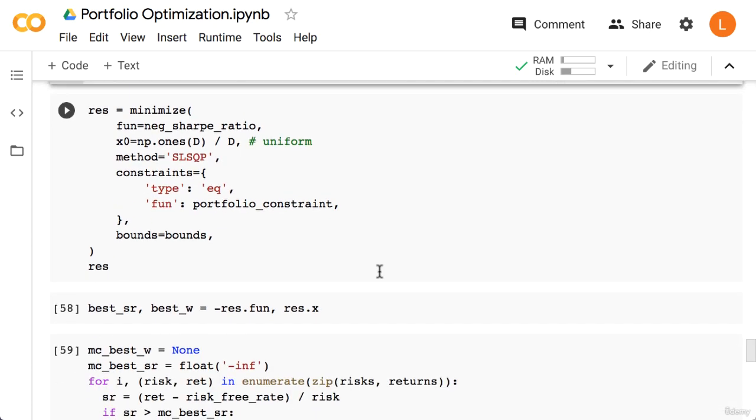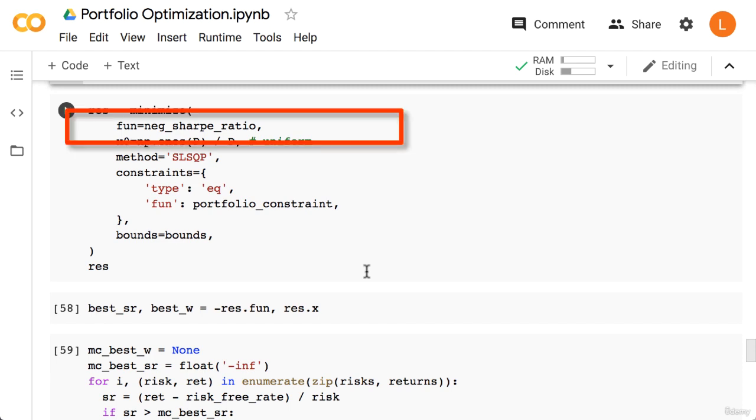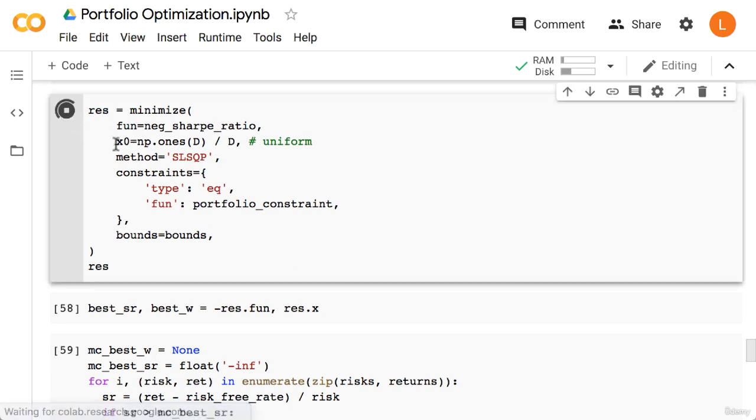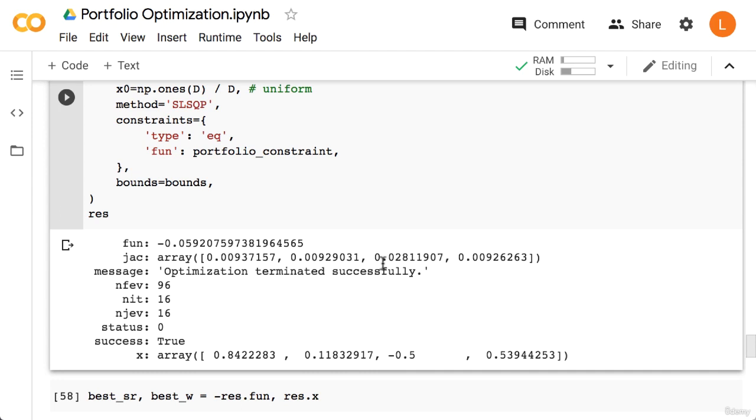Next, we're going to call the minimize function to find the maximum Sharpe ratio. So for the fun argument, we're going to pass in the function we just defined, neg Sharpe ratio. Other than that, you should be familiar with all these other arguments by now. So let's run this. Okay, so the optimization terminated successfully. By the way, notice how easy that was.